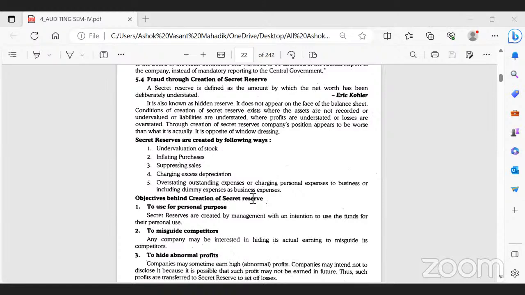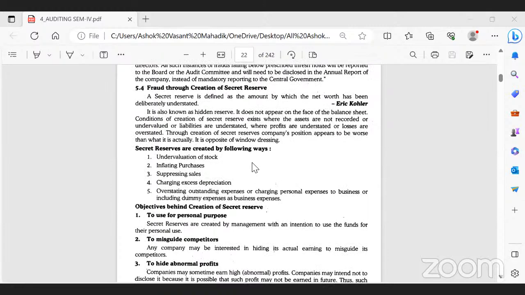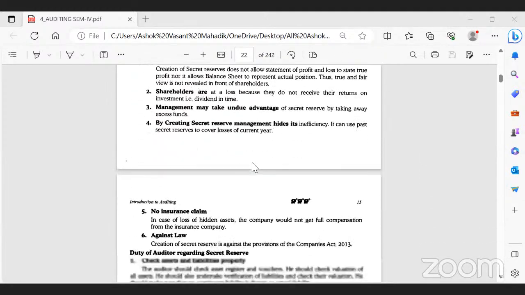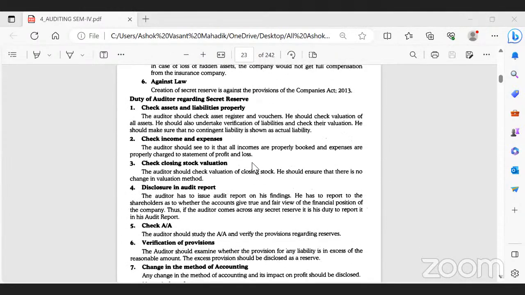Okay, so this is just opposite to your window dressing. Here, the company may undervalue its assets, undervalue its stock, so more liabilities than what actually are, or inflate the expenses, outstanding expenses. Even this is a kind of fraud. I suggest you read the duties of the auditor for both window dressing as well as for secret reserves.